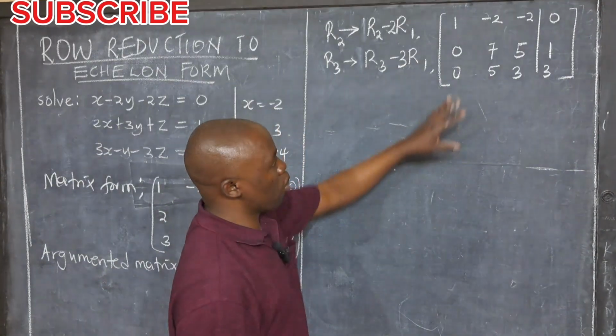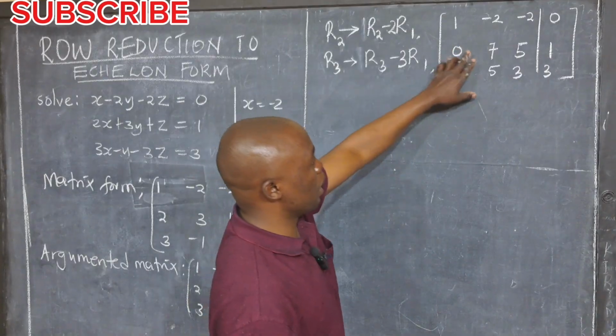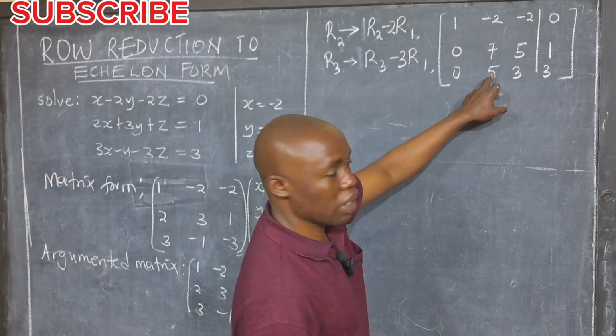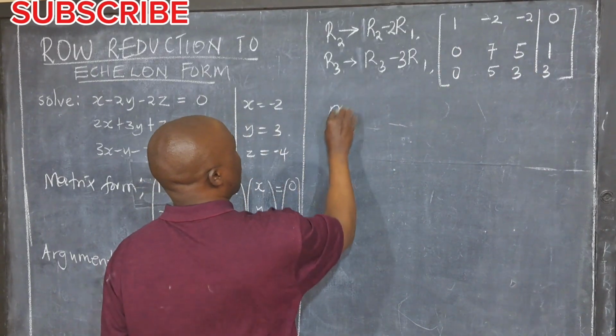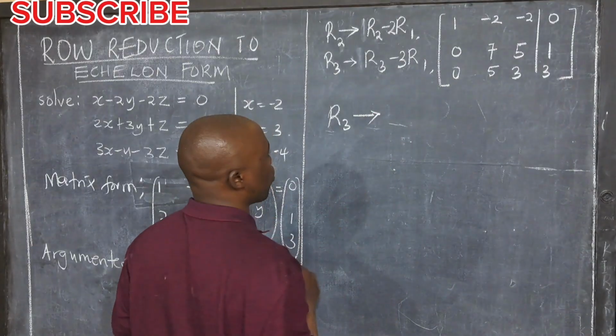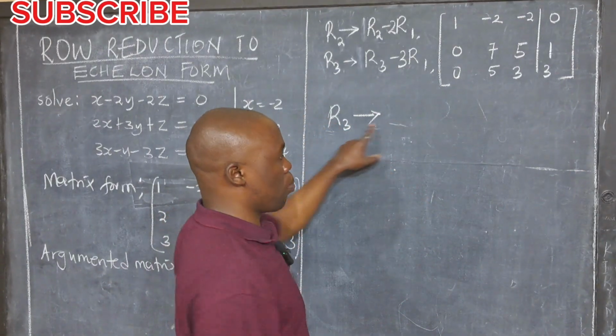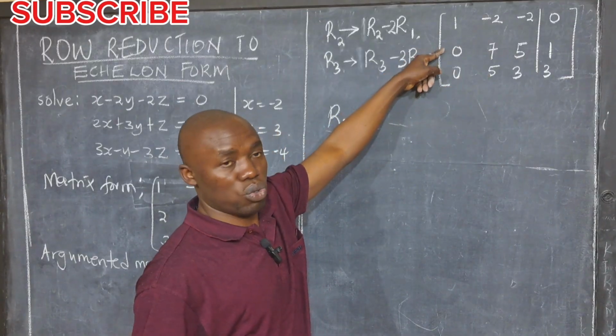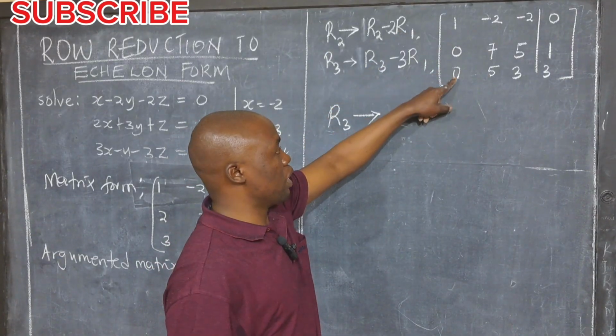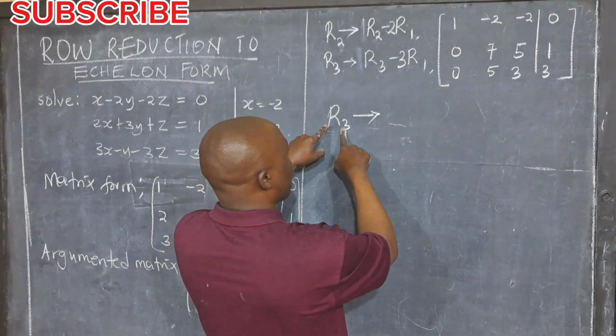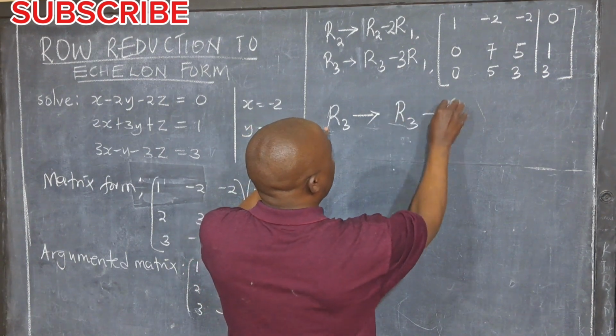Now, if there is any common element, we always divide through, but I can't see any common element. That's why I'm going to make this position 0. So again, operation row 3 is transformed into. So when you are performing the last operation on row 3, only use row 2. If you use the row 1, it will affect this position here. So I'm going to say row 3, it will be row 3 minus row 2.